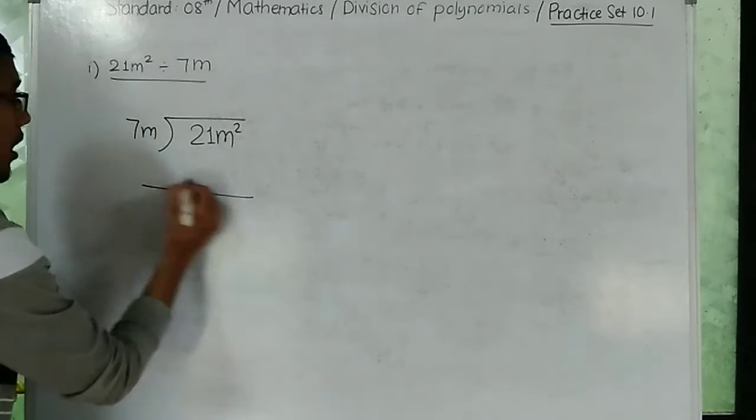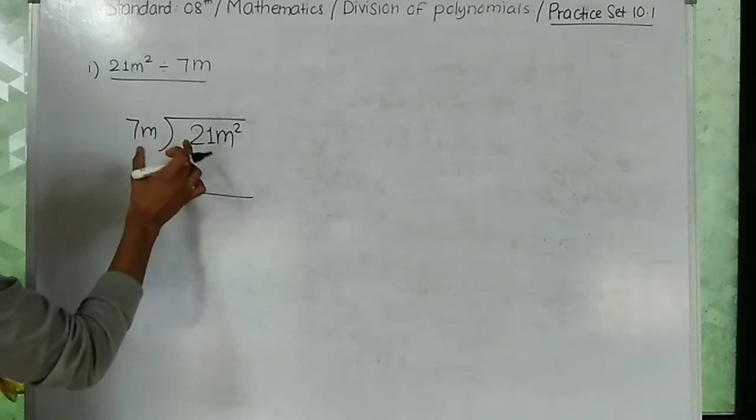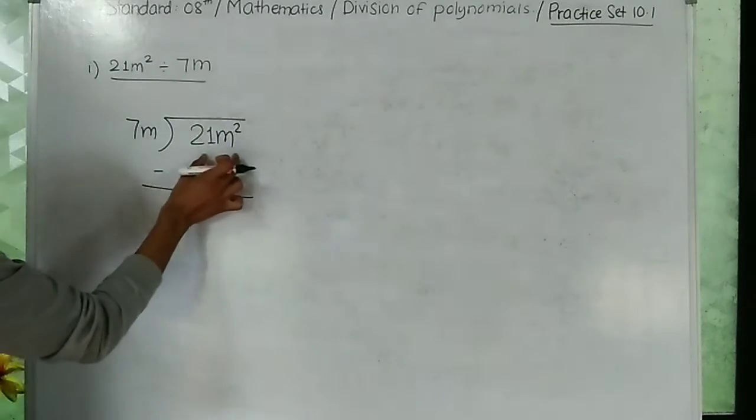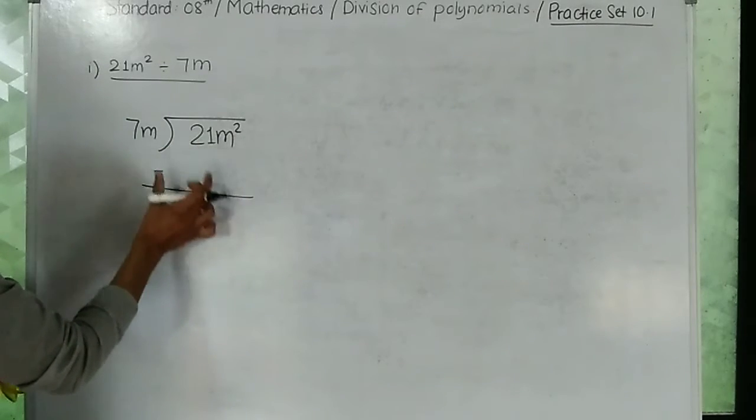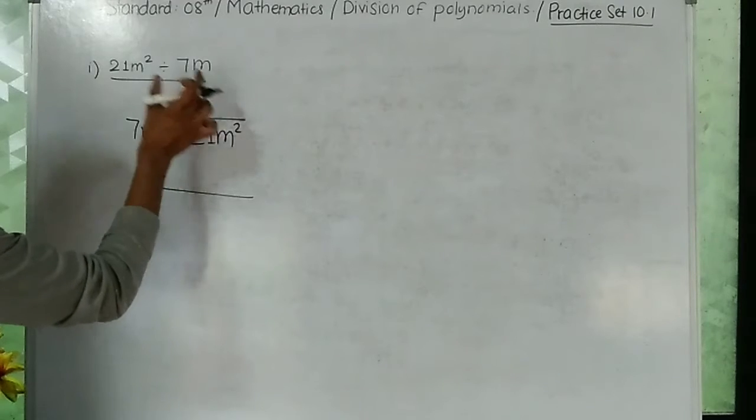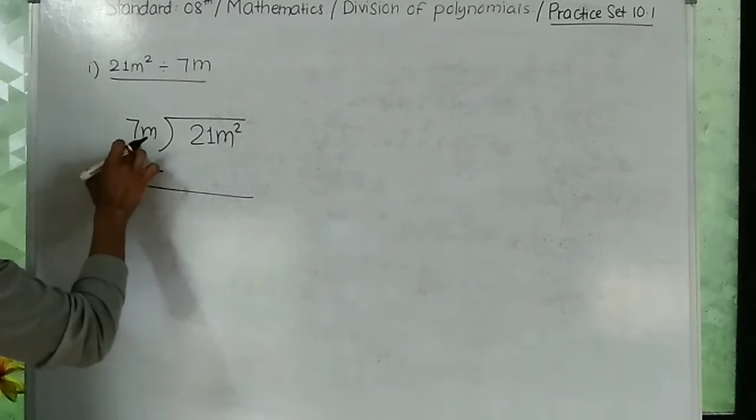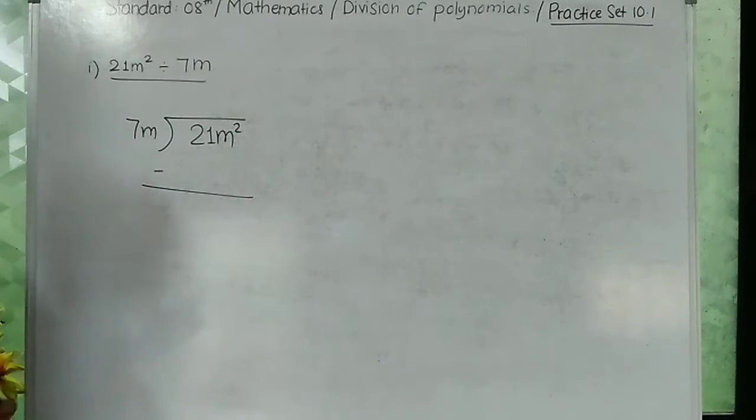Now I want a term which I will multiply to 7m, and my answer should be 21m square. So I want a term which will be multiplied to the divisor, 7m, and we will get the answer as 21m square.